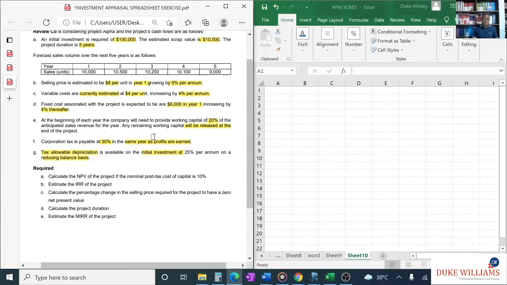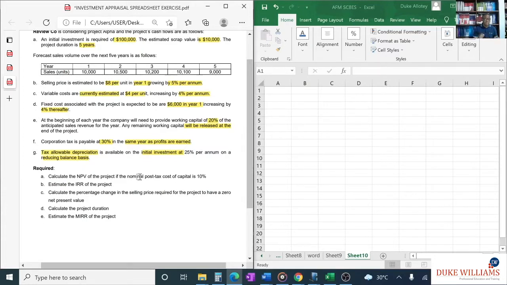that we're going to use the spreadsheet to help us work out. Then the first requirement is to calculate the NPV of the project if the nominal post-tax cost of capital is 10%. B, estimate the IRR of the project, the internal rate of return, we know that one. And then C, to calculate the percentage change in the selling price required for the project to have a zero net present value. So here we are talking about risk-based, sensitivity analysis. And then D and E, to calculate the project duration and the modified internal rate of return.